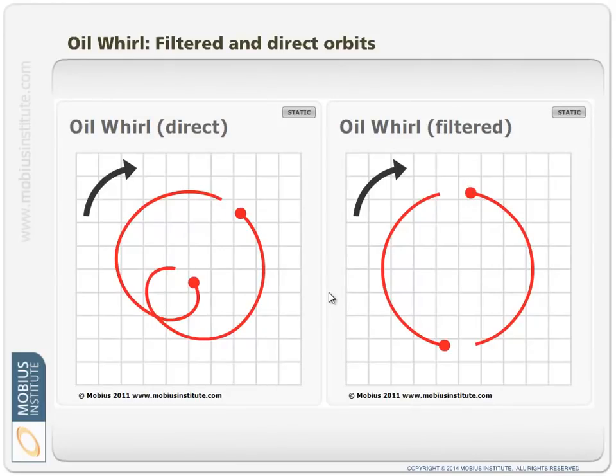So here we go again. So here is what we looked at just a moment ago. We've got rotation in the clockwise direction, and there is our filtered orbit, which is actually what we were looking at a moment ago, and there's our two dots.